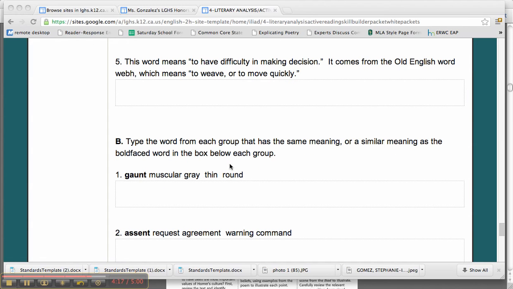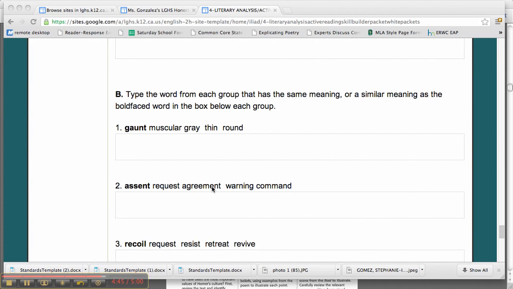I'm trying to hurry up because this is almost going to finish. Exercise B: type the word from each group that has the same or similar meaning as the bold-faced word in the box below each group. So you have the main word in bold-faced, and all you have to do is find the word that means pretty much the same. For gaunt, from muscular, gray, thin, and round, you pick one, which in this case I believe is thin. So I just gave you that one.